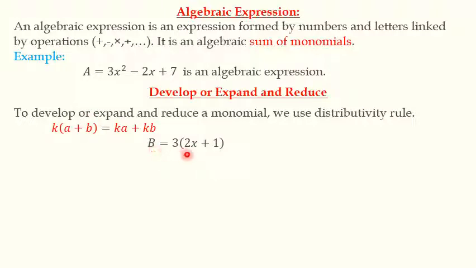For example, B equals 3 into 2x plus 1. To develop, I have to multiply 3 by 2x and then multiply 3 by 1. So I write it on the line: 3 times 2x plus 3 times 1. How to multiply them? Sign by sign, number by number, and letter by letter. Here both are positive. We multiply the numbers. 3 times 2 is 6, and we write x next to it. 3 times 2x is 6 times x. Here we have plus 3 times 1, which is 3.